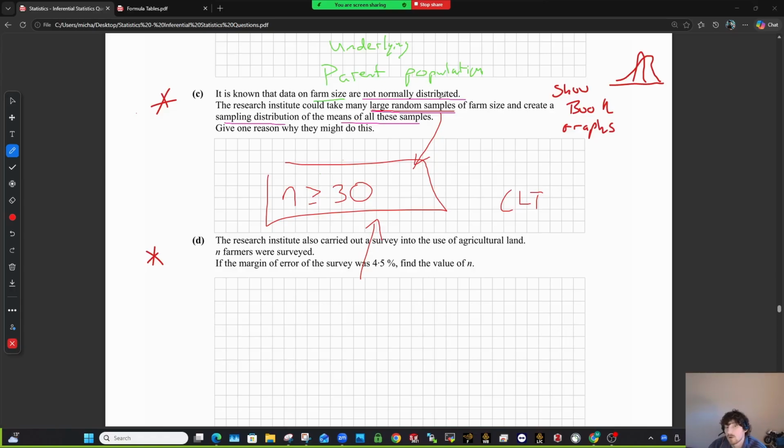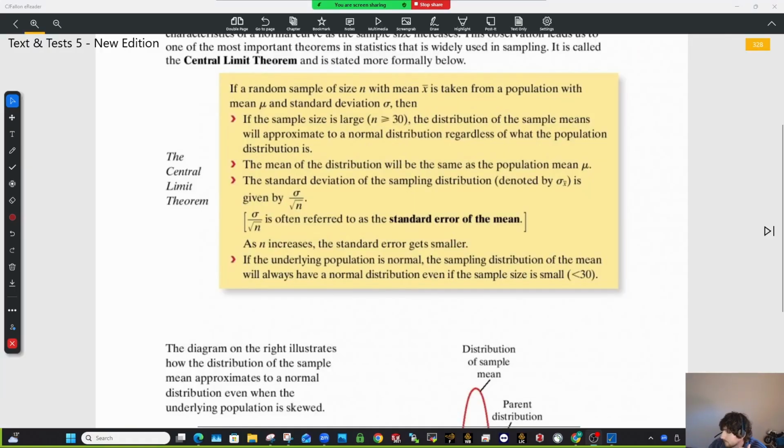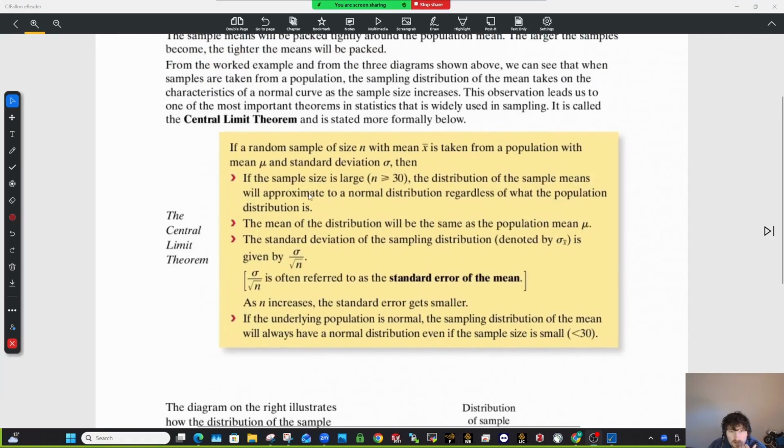I recommend pausing the video, rewinding what I said there, and making a flashcard on it. I'm going to go to the book and show you what I mean by what the parent population's distribution would look like here and what the distribution of sample means looks like. So give me a sec. Now we're at the book. This is what I was on about. This is the central limit theorem. And there is your thing here, what we're on about.